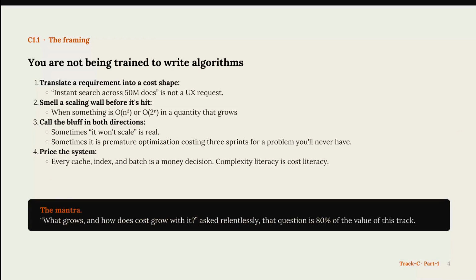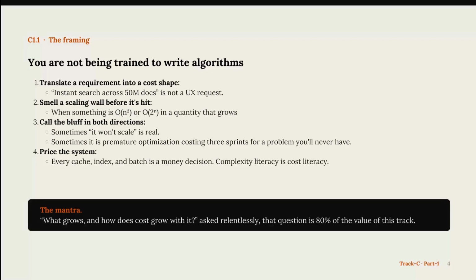Let's start with understanding that we will never be asked to write algorithms. Product managers are not being asked to write algorithms. But what would we be required to do? We'll be required to translate a requirement into a cost shape. Imagine there is a requirement written by us that an instant search across 50 million docs needs to happen. It's a demand for sublinear lookup, which forces us to understand how the data will be embedded, how the indexes will be created, and will this be a build time decision or will there be staleness of data. All this must be part of the requirements.